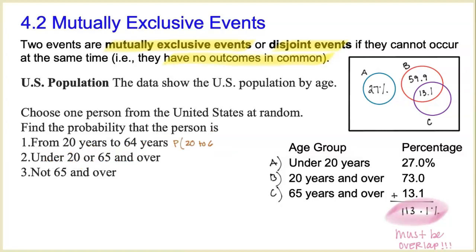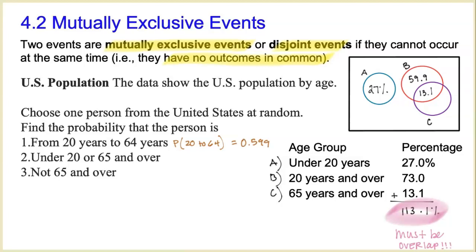Well, we can get that information directly from our Venn diagram. That's the 0.599. That will be these individuals here, or we could have also gotten it from this table, but I wanted to give you an illustration of what mutually exclusive, or disjoint, events look like. So that would be the 0.599. About 60% of the population is between 20 to 64 years old.